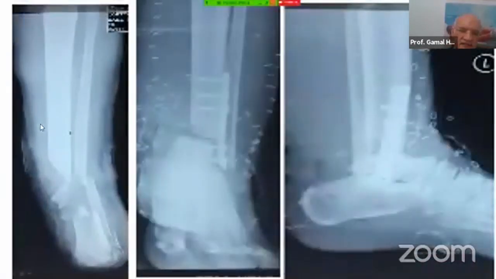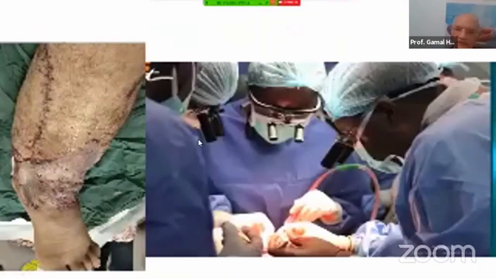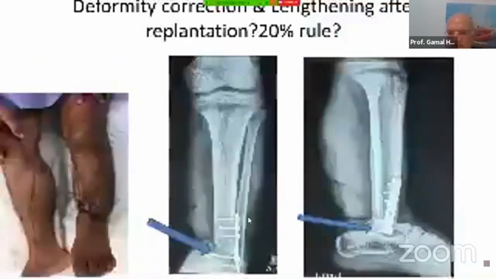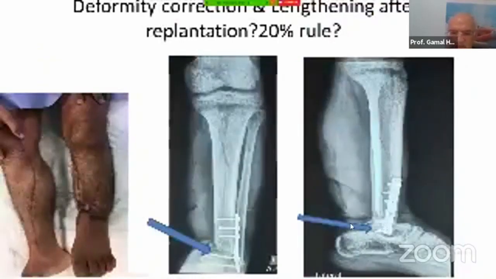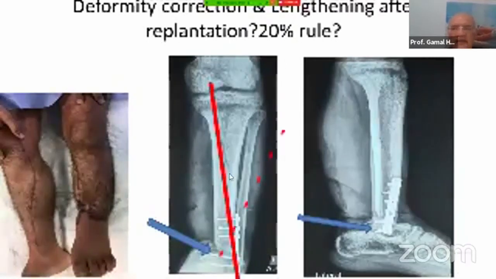All this segment had been resected and we had more than 20 centimeter shortening. And he was treated in Kenya, elsewhere, by replantation. Unfortunately enough, it did not work out with them and they came to us with this picture. Non-union deformity. If you draw the axes, we have a deformity and shortening for 20 centimeters.